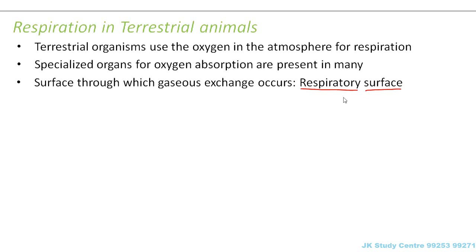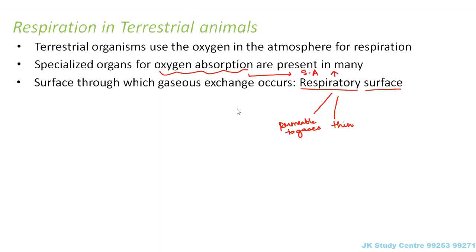Some of the characteristics of the respiratory surfaces are, it should be permeable to gases. That means it should allow the gases to pass through it, because respiration is a lot about exchange of gases. It should be thin, because if the surface is very thick, then the diffusion of the gases across that surface becomes difficult. If it is thin, it is more efficient for exchange of gases. Also, for absorption of oxygen, the surface area should be large. For example, I gave you the example of gills. To ensure better oxygen absorption, the surface area should be large.